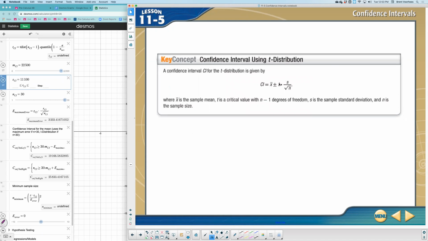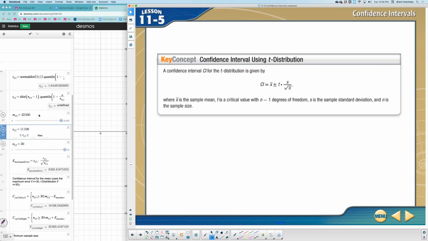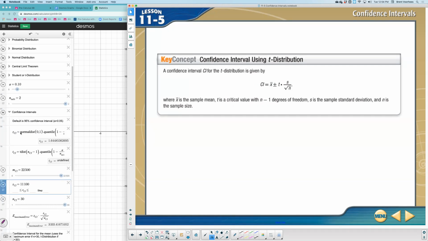The only thing different is that instead of using the maximum error, which is the z value times the standard deviation divided by the square root of n, the number of samples, you're going to use the t value. So instead of the z value, which comes from the normal distribution, we'll use the t value from the t distribution. We use this when the sample size is less than 30, by the way.